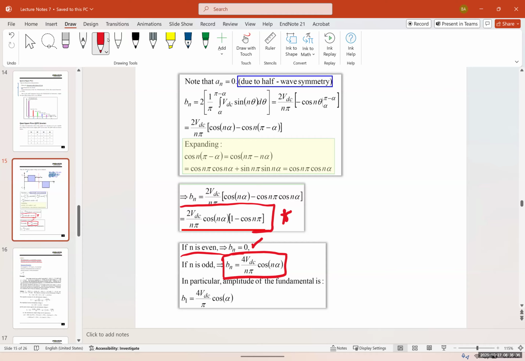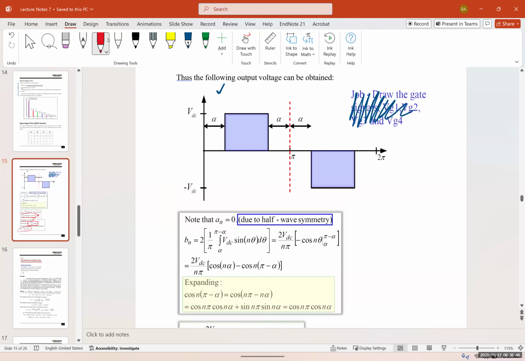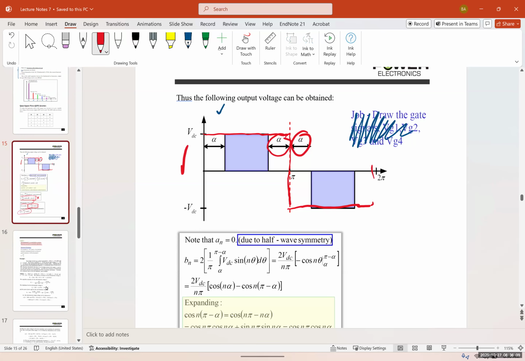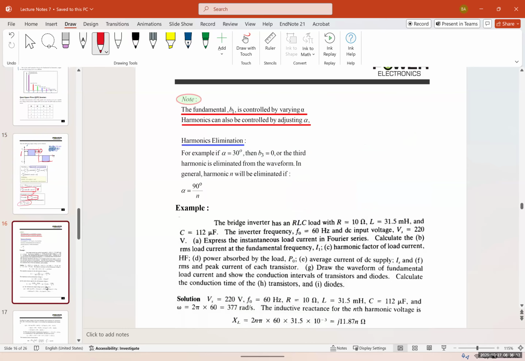In particular, the amplitude of the fundamental B1 would be 4Vdc over pi cosine of phi. This is for this particular type of sinusoid. As you can see, in the previous one we had a direct transition, a connection between the positive and negative. Here we would have a phi shift. Again, the reason is because we want to avoid that short circuit that we had in the bridges. So we would give it a small delay.